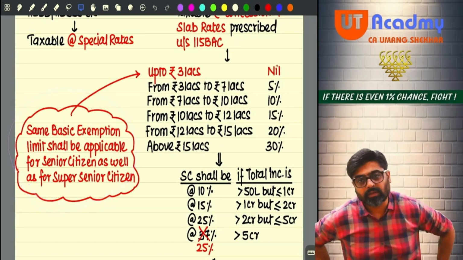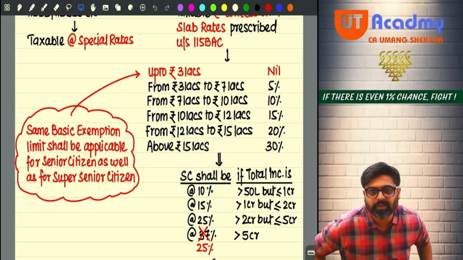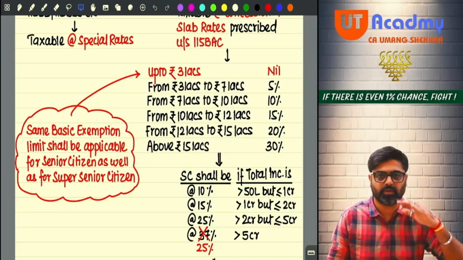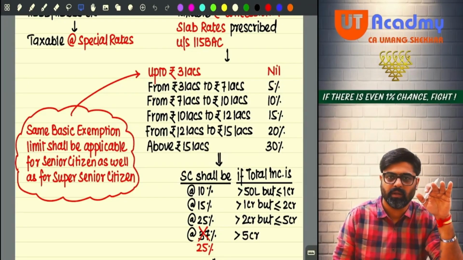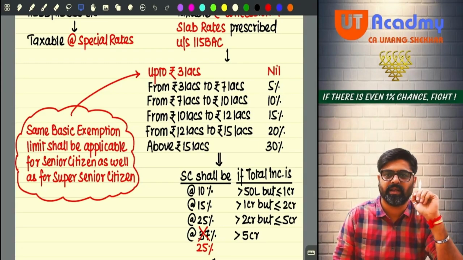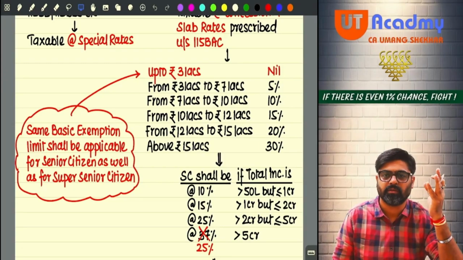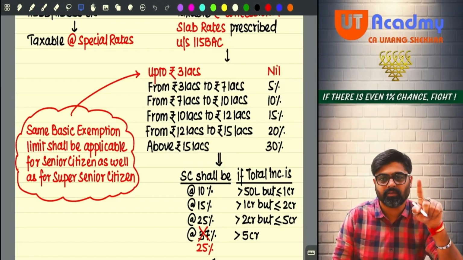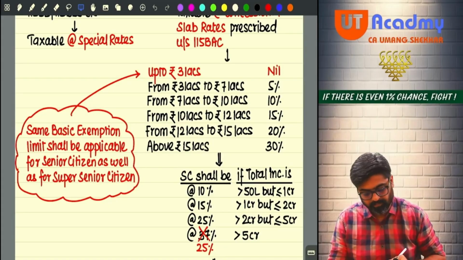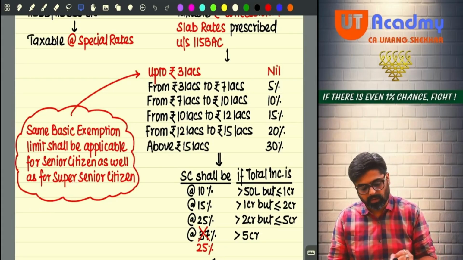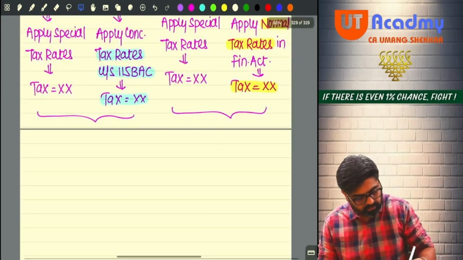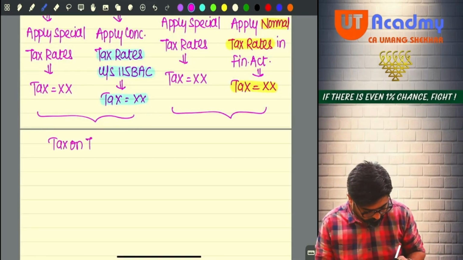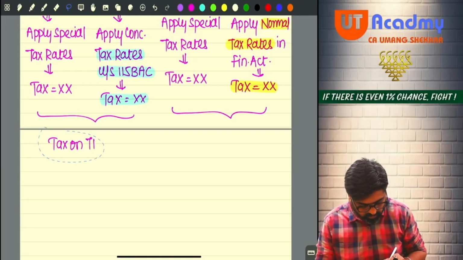But in the normal tax scheme, the optional tax scheme, there is a basic exemption limit of 2 lakh 50 thousand for all. But if it is a senior citizen, then it is 3 lakhs. Super senior citizen, then it is 5 lakhs, which is not applicable here. Okay. This is one important thing which you are supposed to remember. Now the second thing: once you calculate this tax, this will be a tax on total income. And here also you are going to get tax on total income.